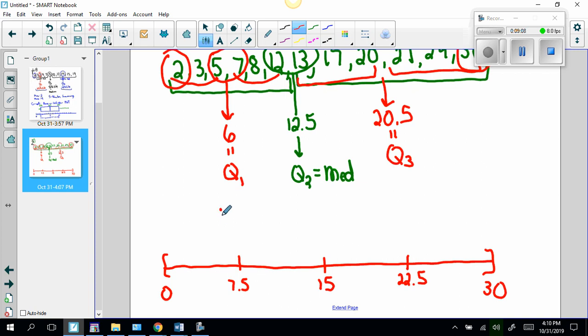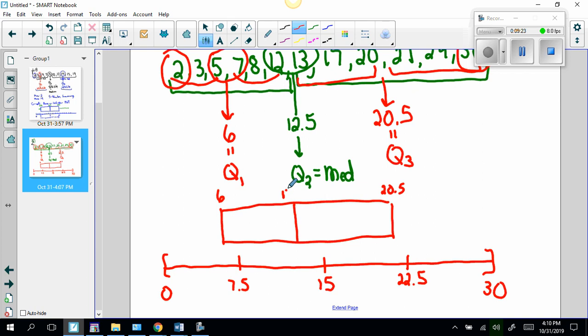I'm going to say this is 6, this is 20.5, with a median of 12.5. Let me see, I'm just guessing this is 12.5. 2's in here, and 30's here, and that's a really bad box and whisker plot.